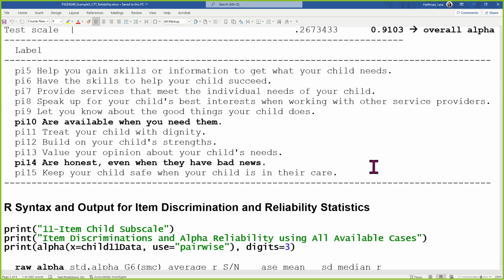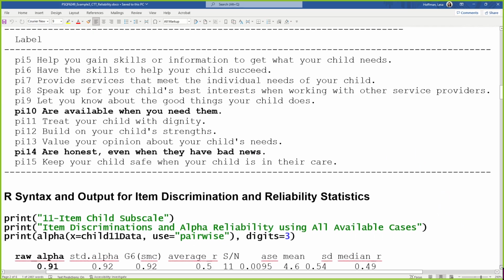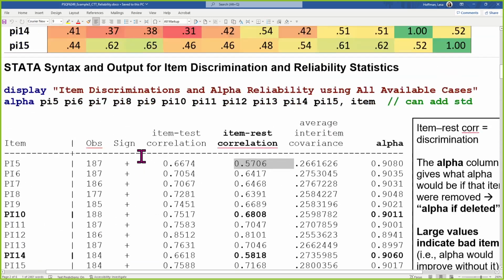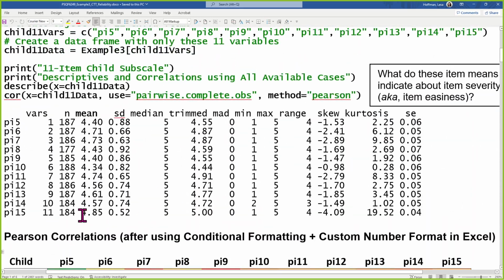Not based on the stats, based on the content. Why do you think that I pulled those 2 items out for emphasis? The items are available when you need them and are honest even when they have bad news. The rest of the items I didn't read. For those of you who can't see as well, treat your child with dignity, build on your child's strengths, value your opinion, and keep your child safe. By the way, this one, keep your child safe, that's the one that was functionally a constant. Who's going to disagree with that?